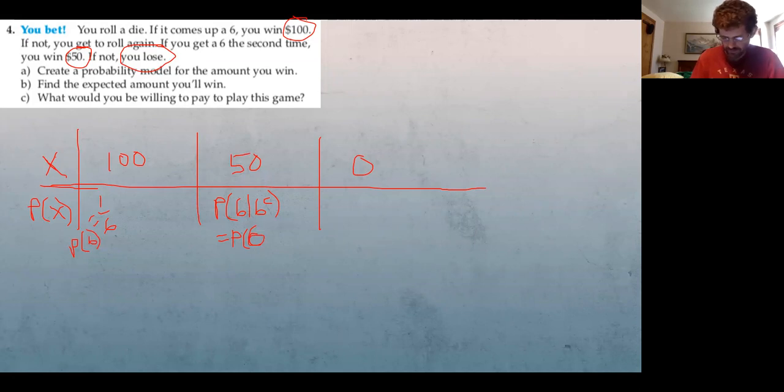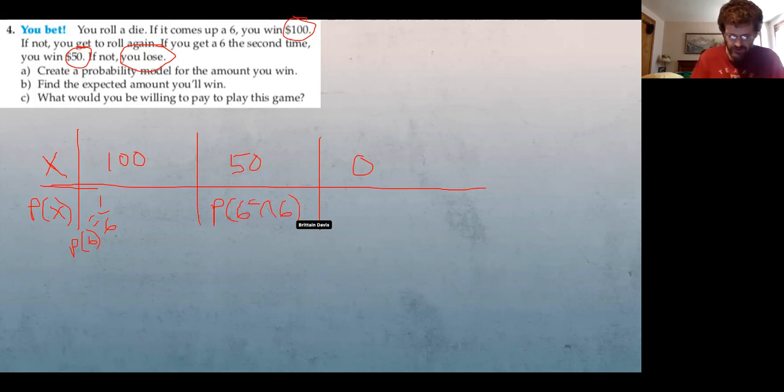Wait, no, I'm sorry. I said that wrong the first time. I was like, that doesn't look right. There's no conditional probability when they're independent. Okay, sorry about that. It's the probability, if I can write and think at the same time, of not getting a 6 and getting a 6. So you said it right, Sam.